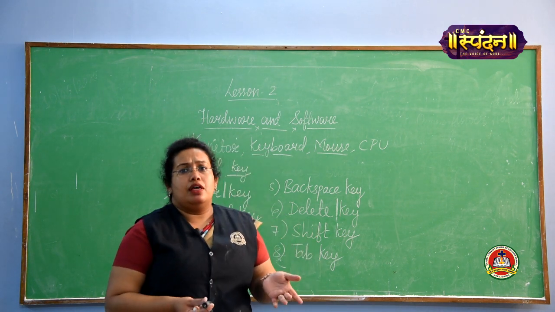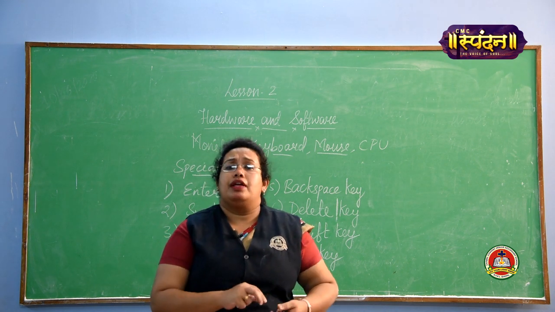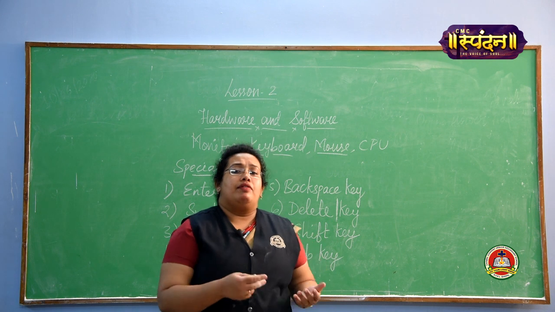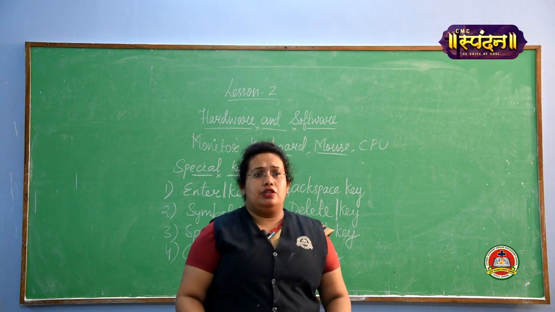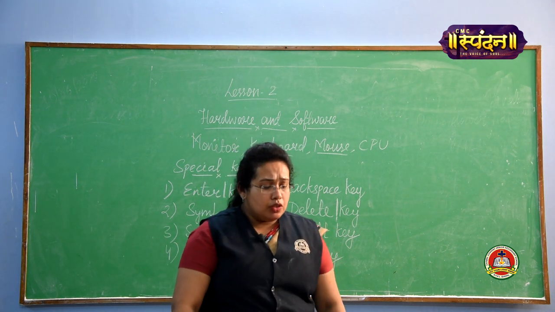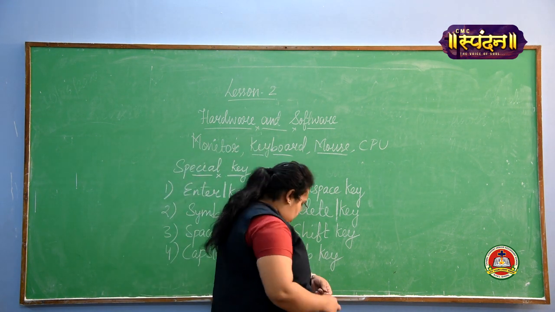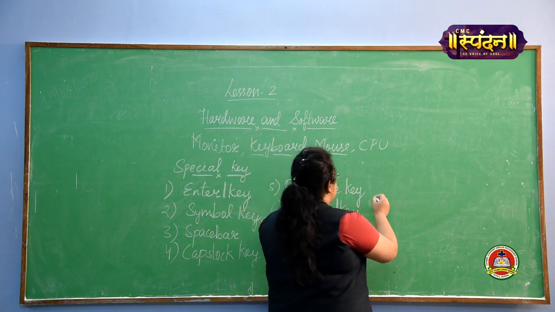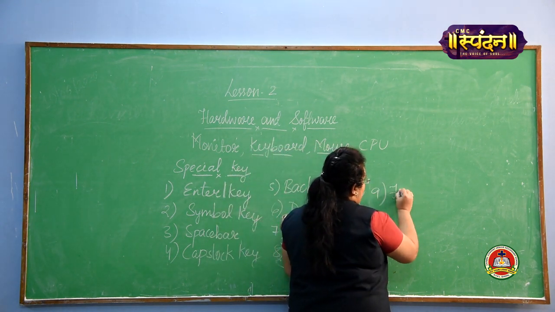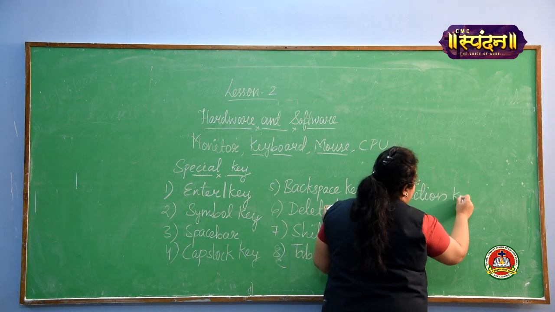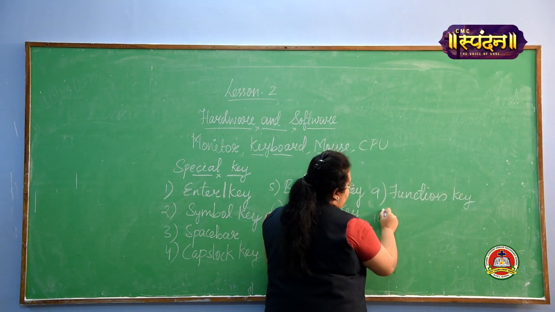computer. If you have Windows 7, the function of F1, F2 till F12 is different, and if you have a different operating system, these function keys will work differently. So we have function keys from F1 to F12. So the 9th key which we are studying is known as the function key. Now the last one, the 10th one, is navigation keys.